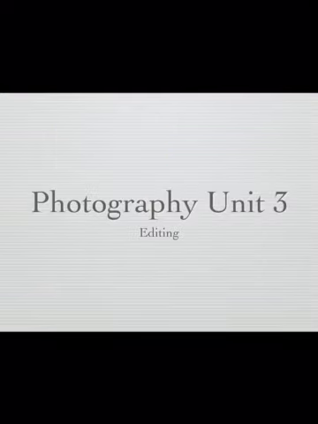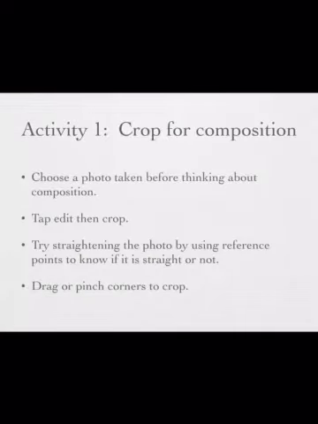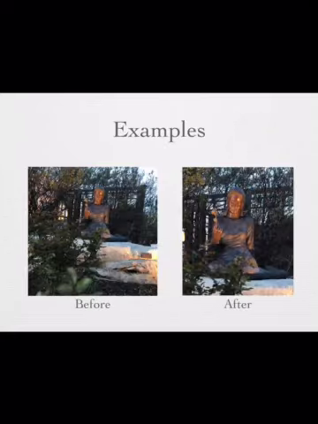Photography Unit 3. Editing. Activity 1. Crop for composition. Choose a photo taken before thinking about composition. Tap to edit, then crop. Try straightening the photo by using reference points to know if it's straight or not. Drag or pinch corners to crop.